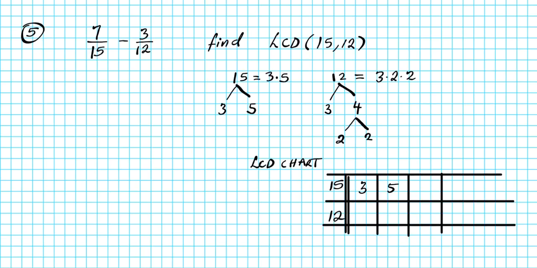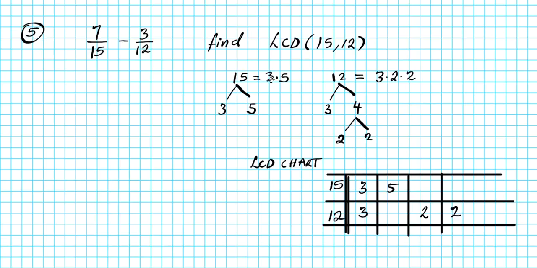Now we're going to put in the prime factor decomposition of 12 in here. We have 3, so we need to put a 3 here. And then we have 2 and then another 2. This is a 5 column, so we can't put a 2 underneath since we have a mismatch. So we place a 2 here and then place another 2 here. And that's it.